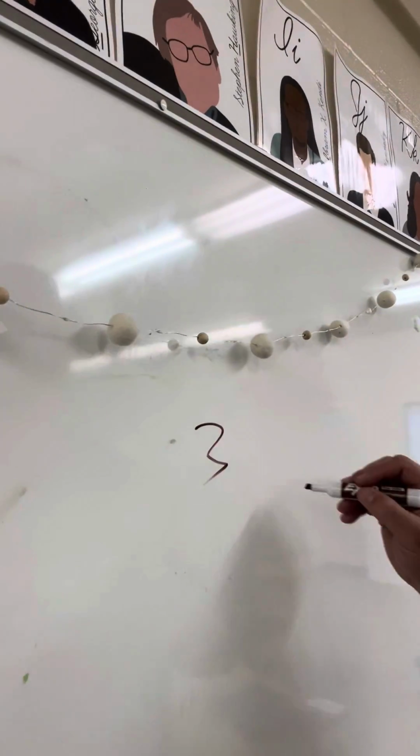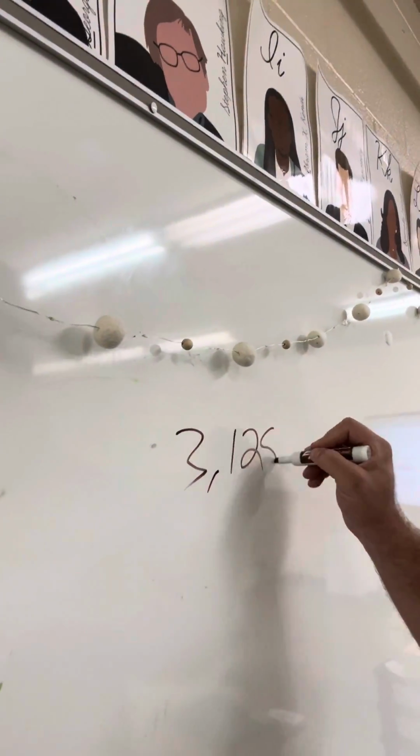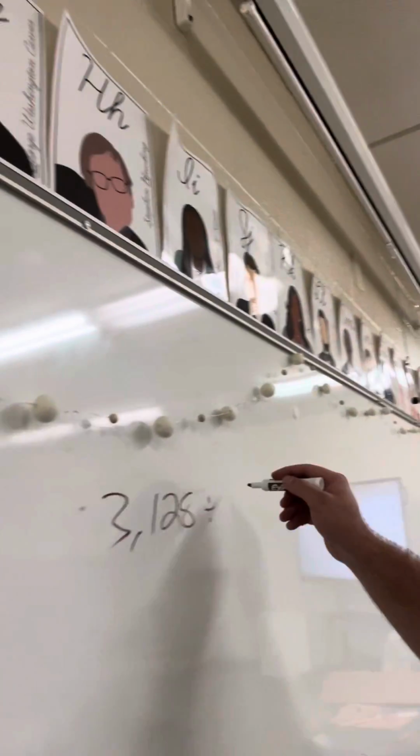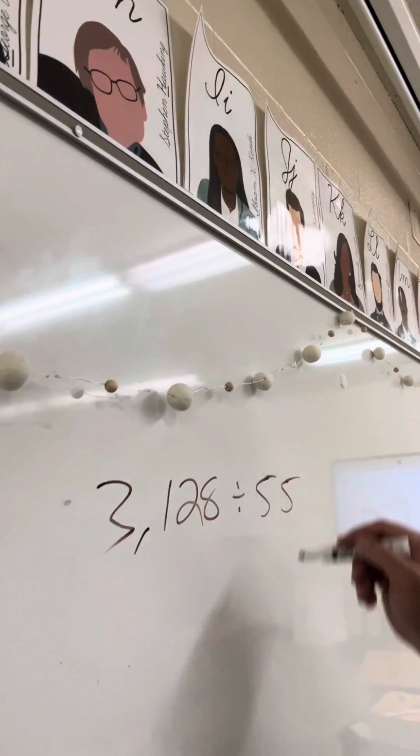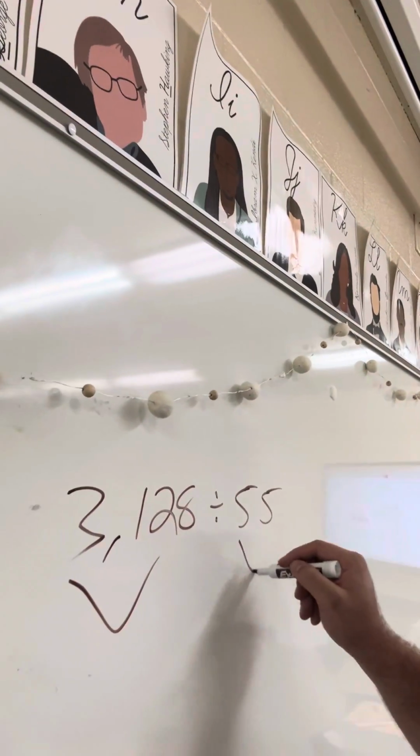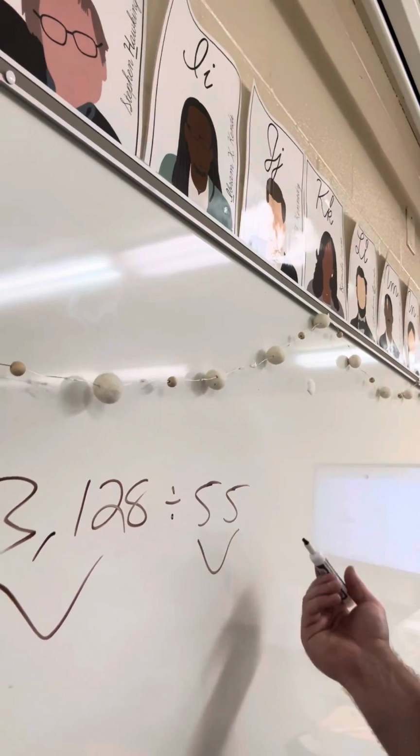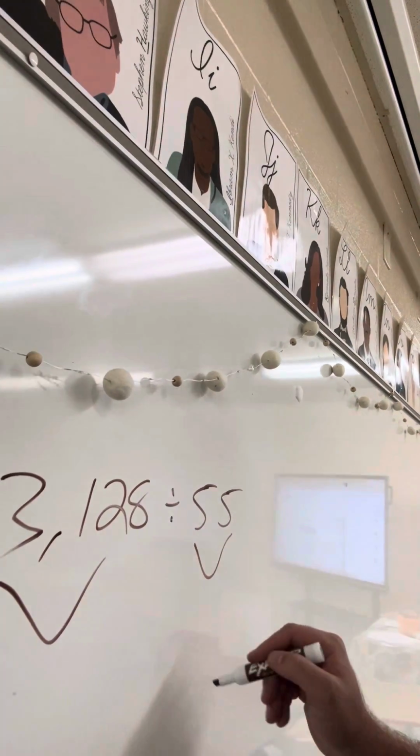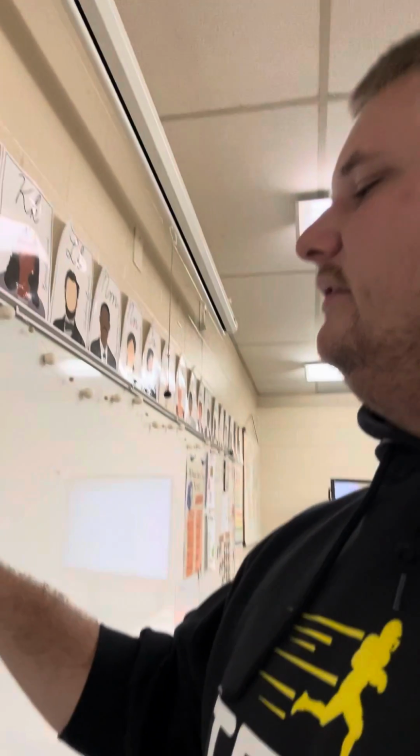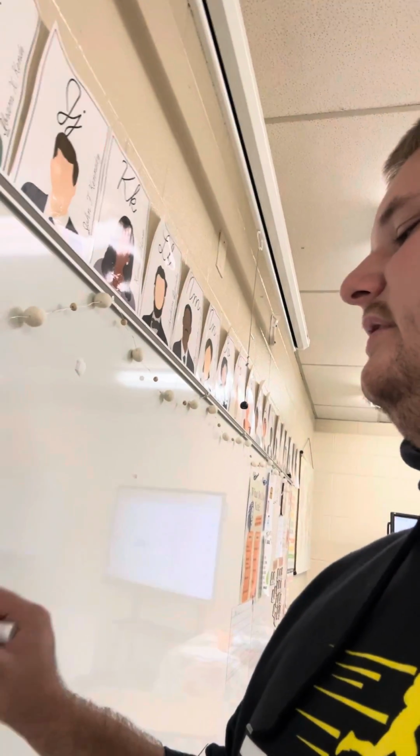What are their numbers again? 3,128 divided by the 55 bottles. Okay, so let's make them compatible numbers. For 55, I could either go 60 or 50 here. I might just go ahead and round up. It doesn't matter what you do because you'll get kind of the same answer. Since this is a 5, I'm gonna round up to 60.